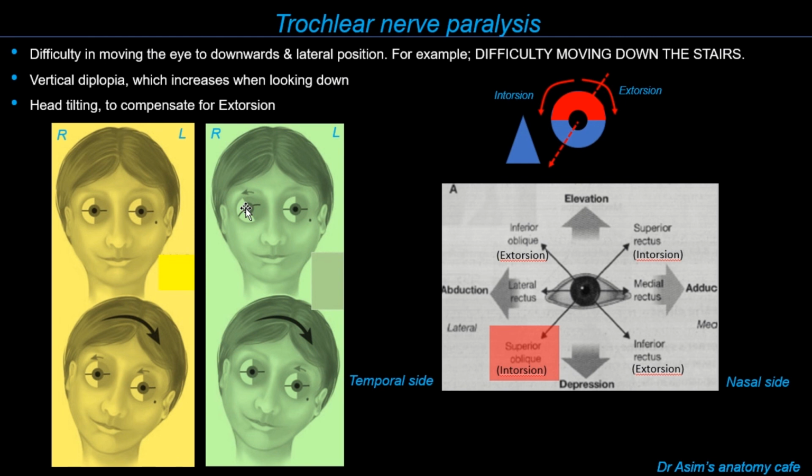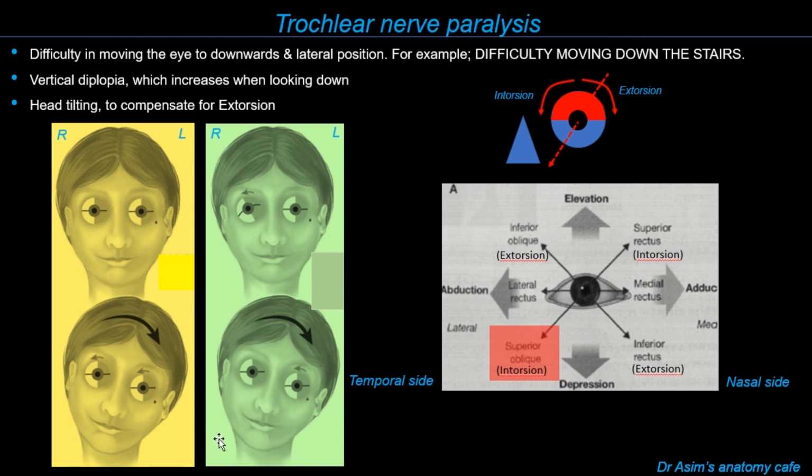And this diplopia, or double vision, would become even more prominent when the patient is asked to look downwards, because that is one of the actions of the superior oblique muscle. The superior oblique muscle is not working anymore, and the diplopia would become much more prominent. That is a vertical diplopia. So what does the patient do? Well, the patient basically tilts his or her chin to the right side, or the head to the left side.